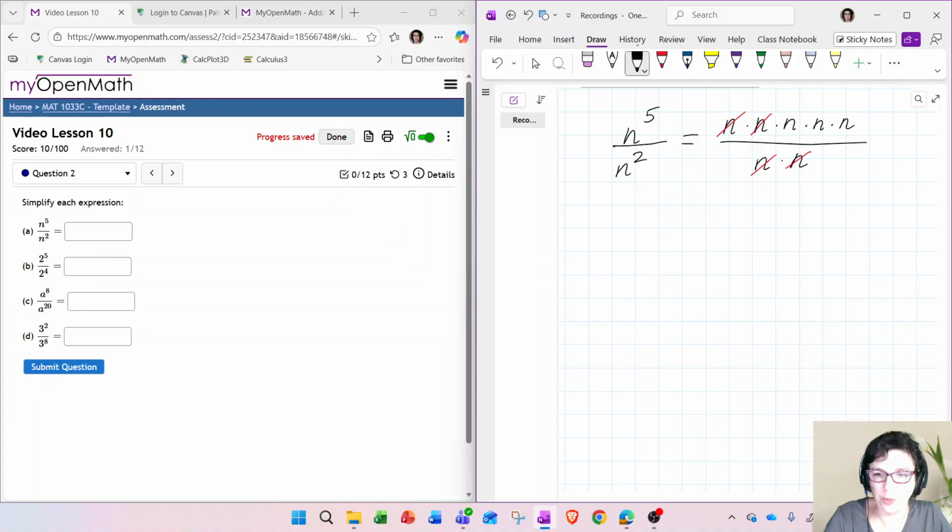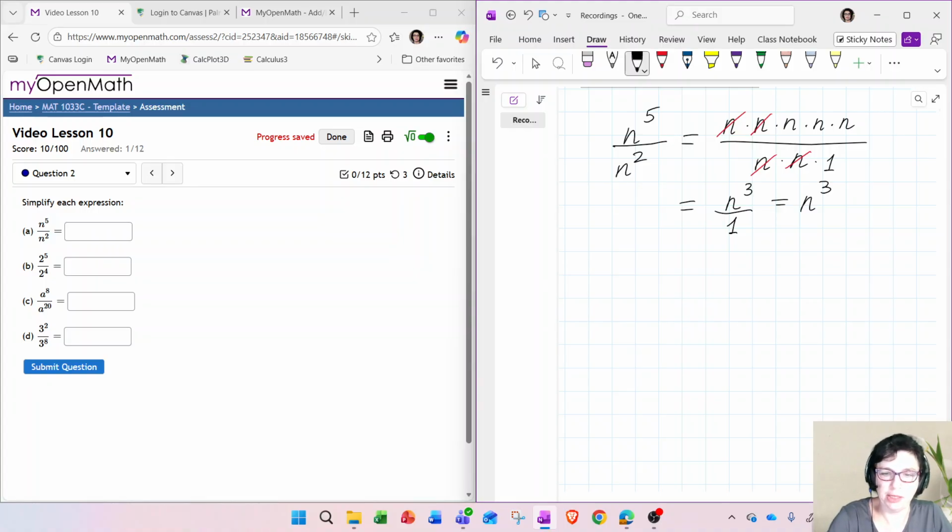And when we cancel, if there's nothing left, always put 1. Do not ever put 0, because if you're multiplying something by 0, that is 0. If you have a 0 on the bottom, that will be undefined. You can't do that. Okay, on the top now we have n times n times n, and that's n to the power 3. And on the bottom we have 1, but dividing by 1 doesn't change anything, and the final answer will be n cubed.